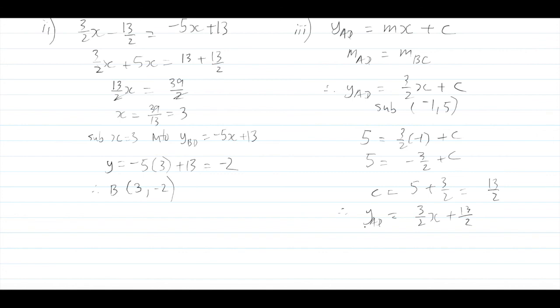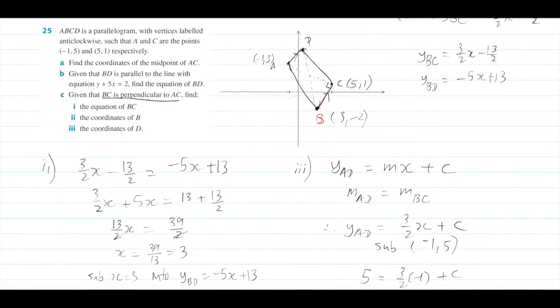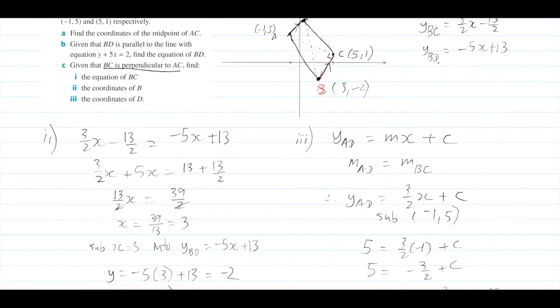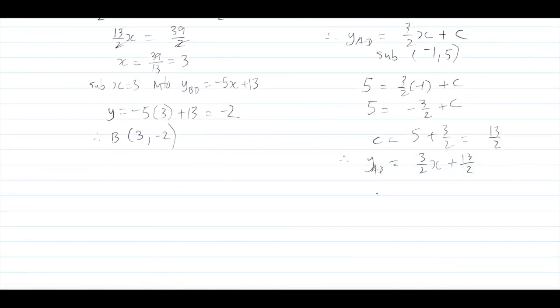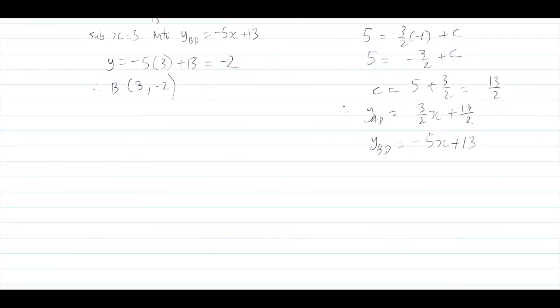So now that you have the equation of AD, can we find the point D? Well, you can just find the intersection between the line AD right here and the line BD, and we do have the equations for both of them. So BD is -5x plus 13. I'm going to write it down here. -5x plus 13. And now we can just solve using simultaneous linear equations. Again, similar to what we did earlier for point B, just make them equal to each other. 3 over 2 x plus 13 on 2 equals -5x plus 13. Bit of algebra, you can speed forward the video.